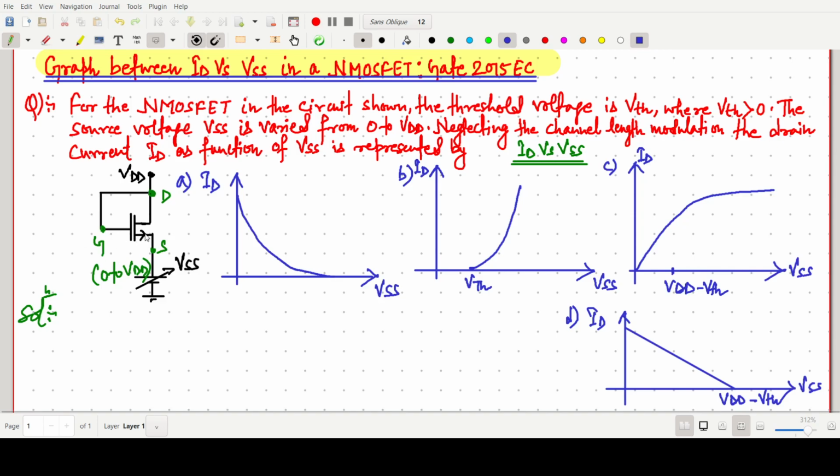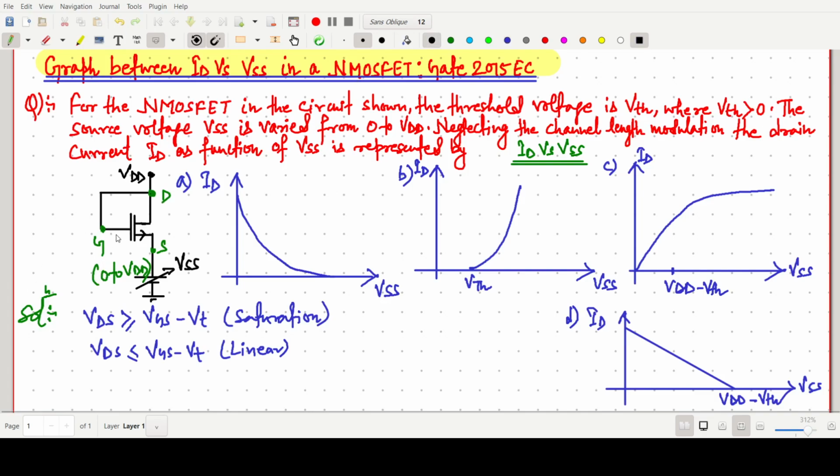Before this, we have to identify in which mode the NMOS is operating. As we know, if the VDS value is greater than or equal to VGS minus VT, the NMOS will be in the saturation region. And if VDS is less than or equal to VGS minus VT, the NMOS is in the linear region. So we have to identify in which region the circuit is operating.